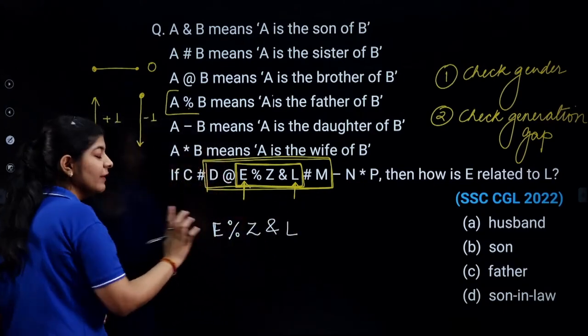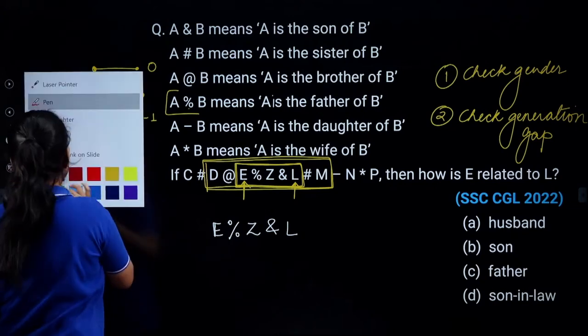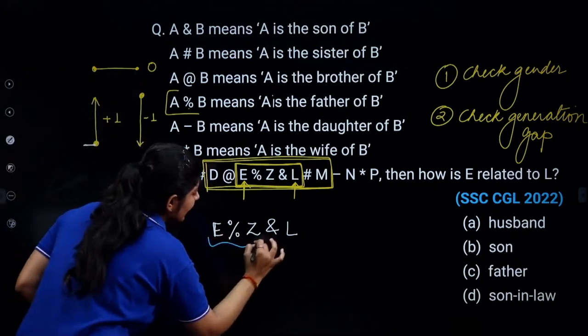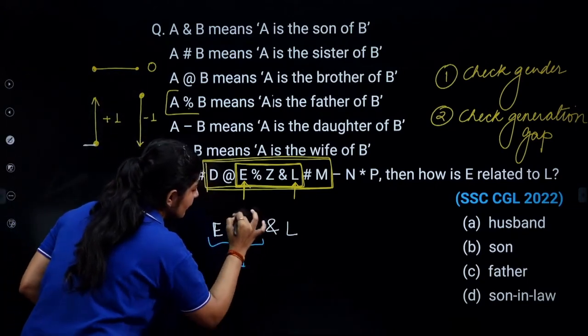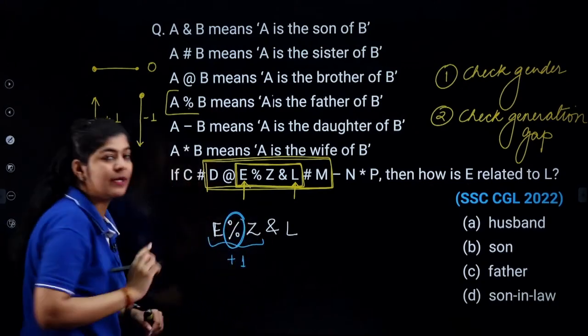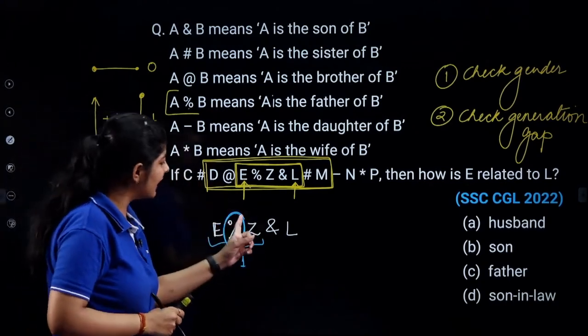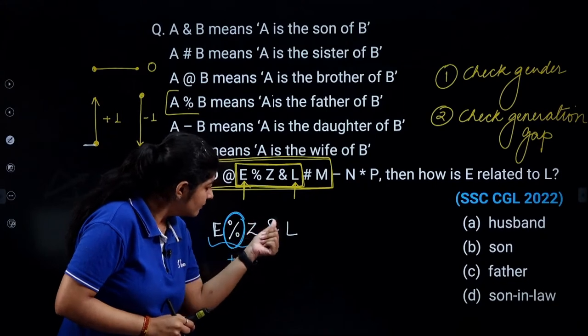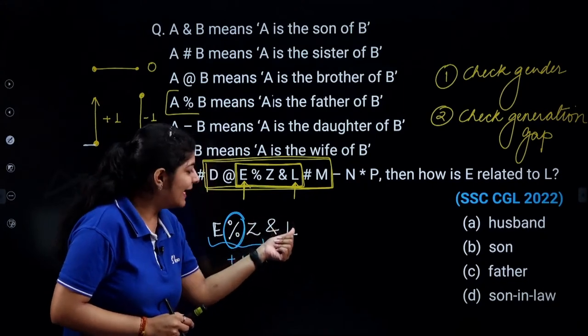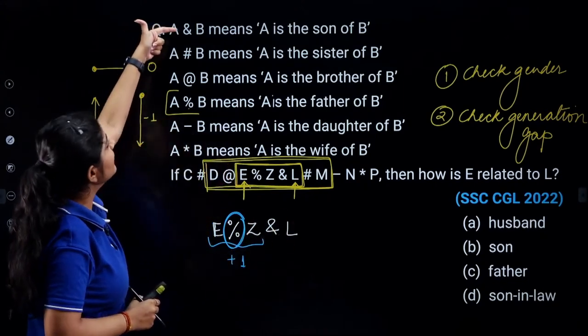Sorry, I'm only solving this particular part. Okay, so here I'm getting +1 because of this symbol. The next one, Z, AND symbol, and L. Where are we having the AND symbol? Over here.